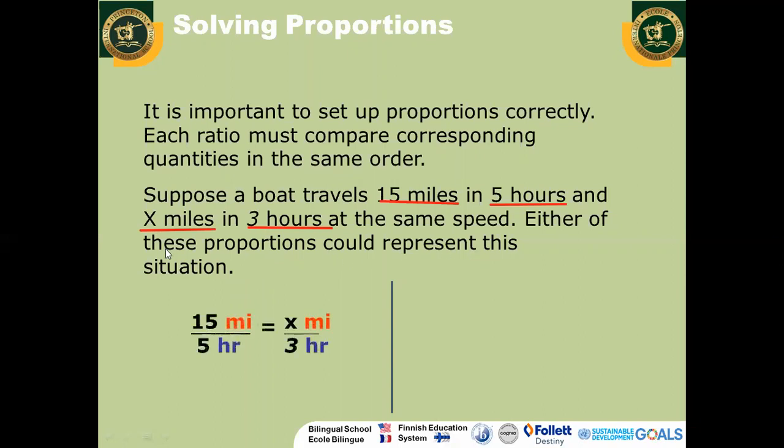How to find it? 15 miles over 5 hours equals X miles over 3 hours. So I will multiply 3 times 15 divided by 5. Why? I will use the cross product. So 15 times 3 divided by 5, I will get the missing X. Or I will solve it as before: 5x equals 15 times 3, and at the end I will get the same answer, which is 9 miles.